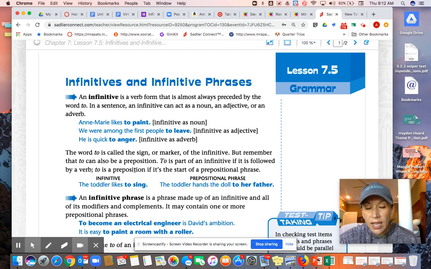He is quick to anger. Quick is an adjective. You can't say "a quick." You can describe someone as quick or something as quick, so it's an adjective. What describes an adjective? An adverb, okay?